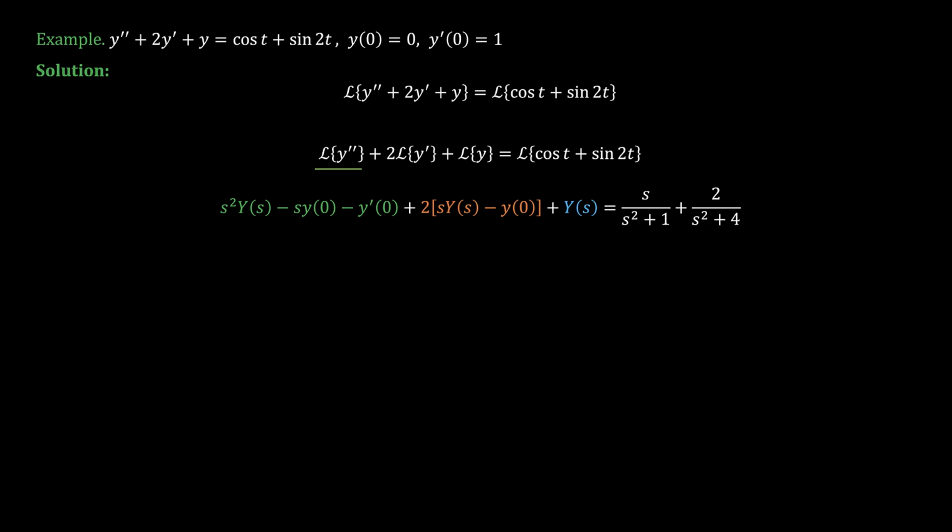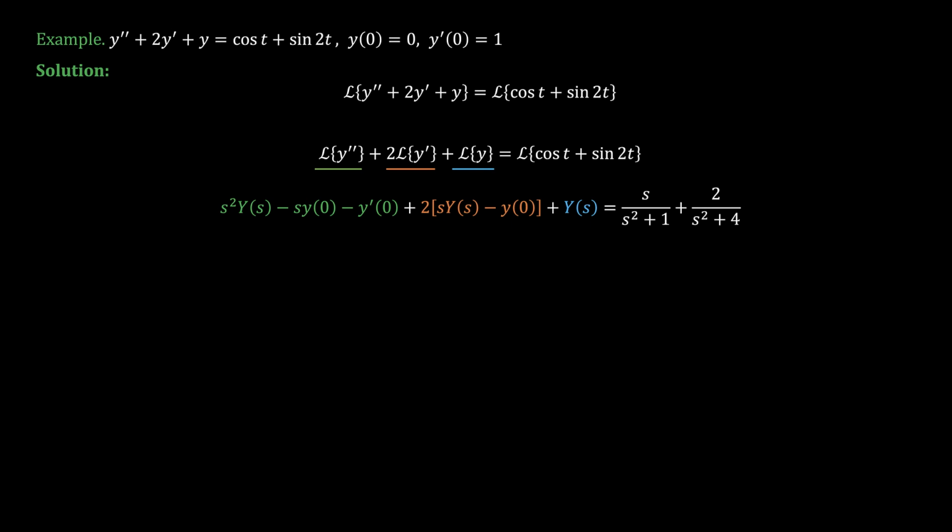Now here in orange, I still have the 2 from the previous step, and I really love to put some type of parentheses or brackets to remember to multiply that 2 in. Okay, so I have 2, and then I'll have s capital Y of s minus y of 0, and that came from taking the Laplace transform of the first derivative. Again, this is just a formula or theorem for the Laplace transform of the first derivative. And finally, here we have the Laplace transform of y, which is blue here, capital Y of s. And again, that results from taking the Laplace transform of y.